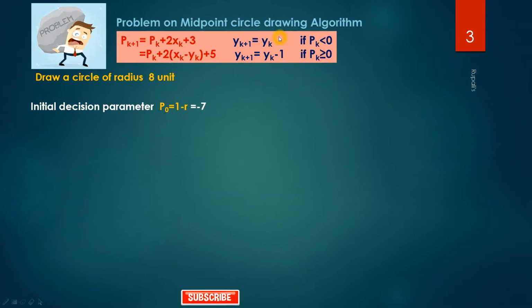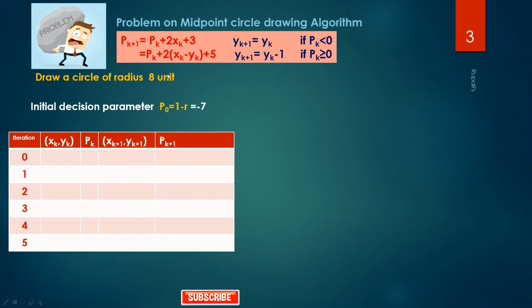And from our previous video, we already learned that if the value of pk is less than 0, then the next decision parameter equals pk plus 2xk plus 3, where the next y value is yk. And if pk is greater than or equal to 0, then the next decision parameter is pk plus 2 into xk minus yk plus 5, where the next y is yk plus 1, which equals yk minus 1. We already discussed this in our previous video. Please consult our previous video.